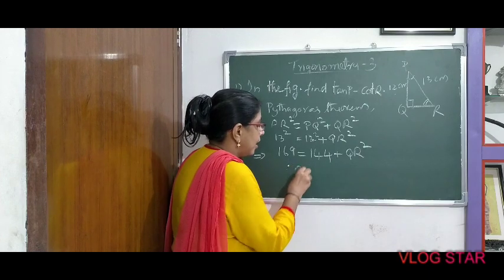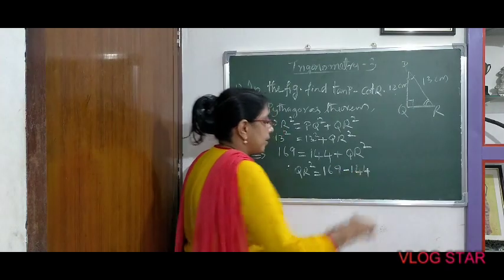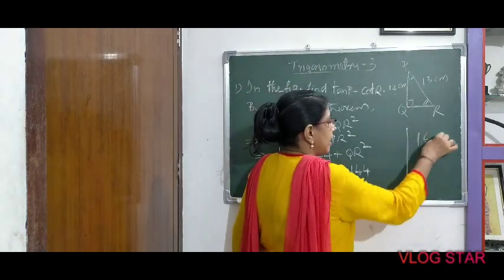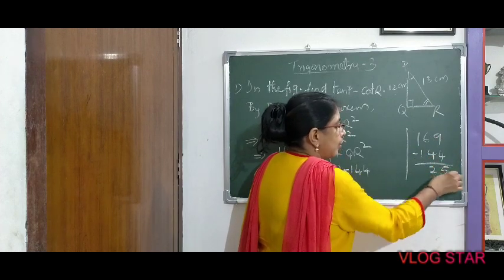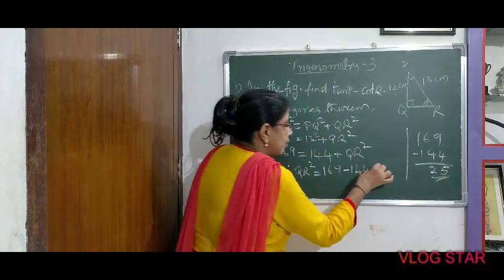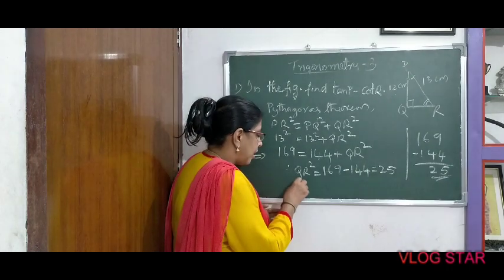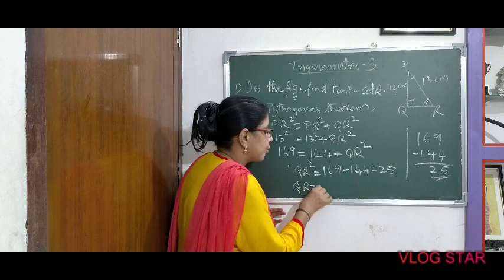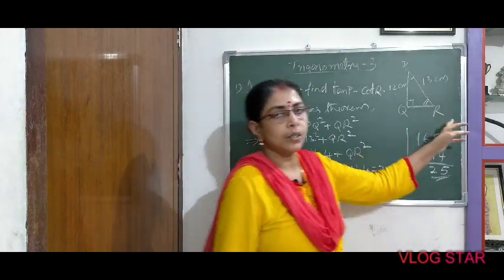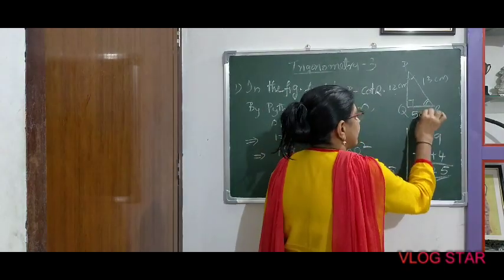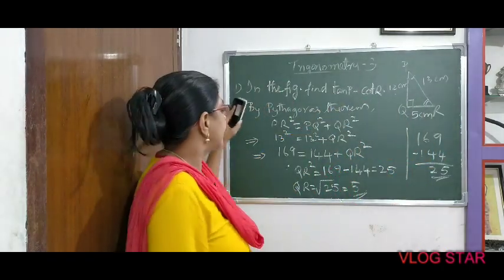Therefore QR square is equal to 169 minus 144. Let us subtract it. 169 minus 144 equal to 25. Therefore QR square is 25. Therefore QR is equal to square root of 25 equal to 5. Therefore QR is equal to 5 centimeter. Next we have to find out tan P and cot R, then subtract them.